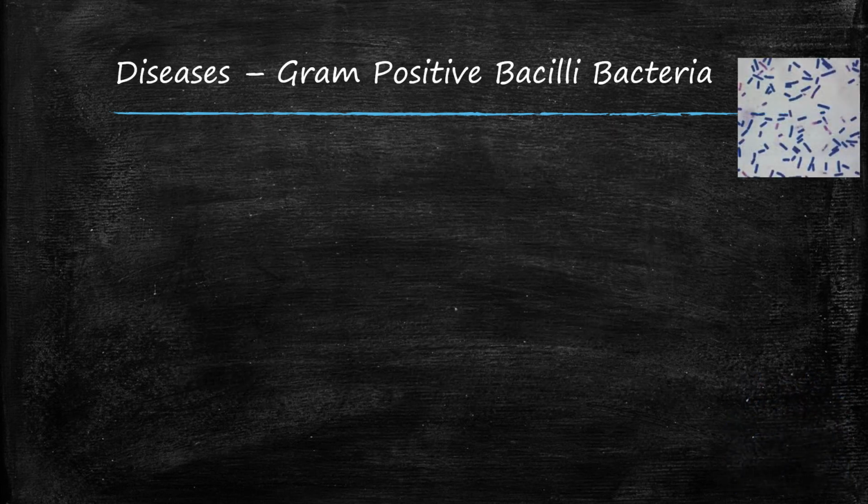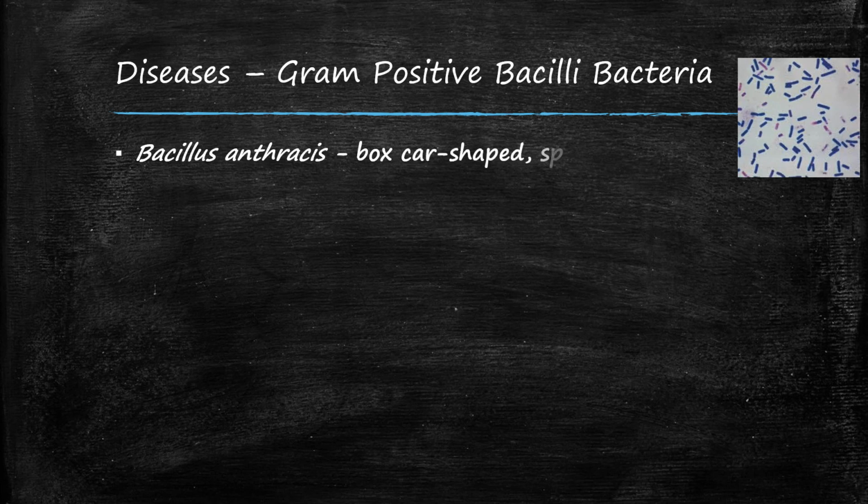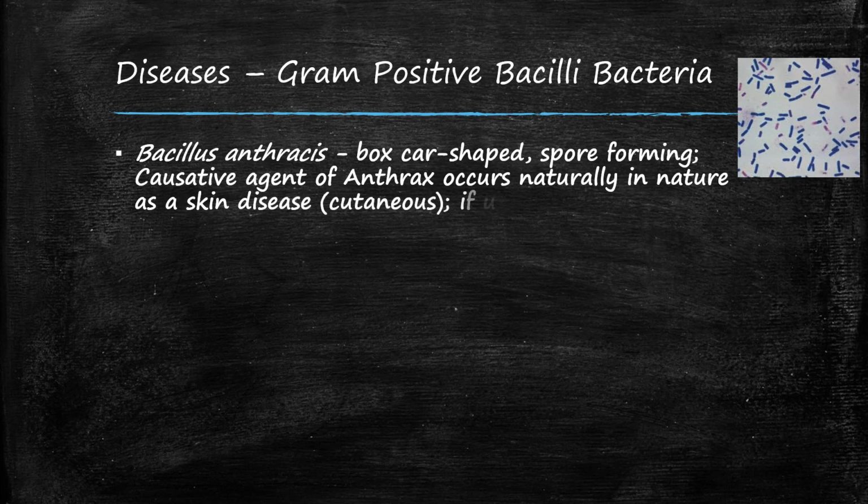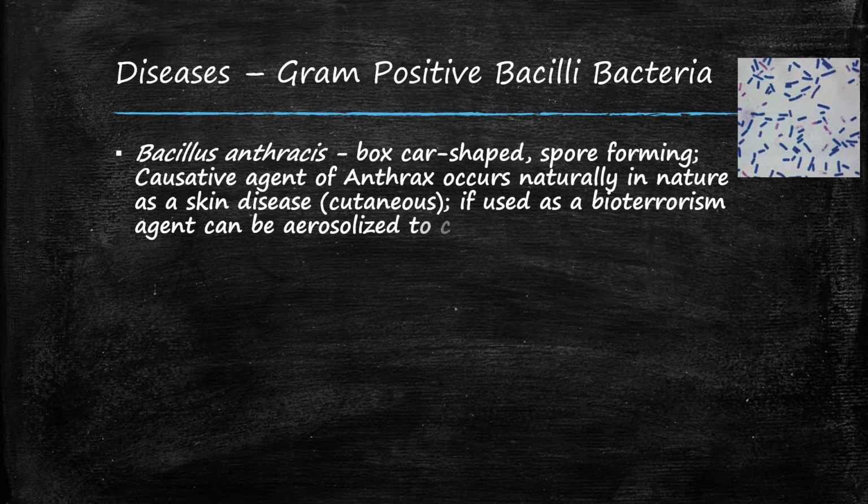So we'll talk about the gram-positive bacilli some more, beginning with Bacillus anthracis, which is shaped like a boxcar. It is another spore-forming organism. It is the causative agent of anthrax and does occur naturally as a skin disease. However, it can also be weaponized into a bioterrorism agent, and as a bioterrorism agent, it's generally aerosolized, and this would then lead to severe pneumonia, which is not contagious.